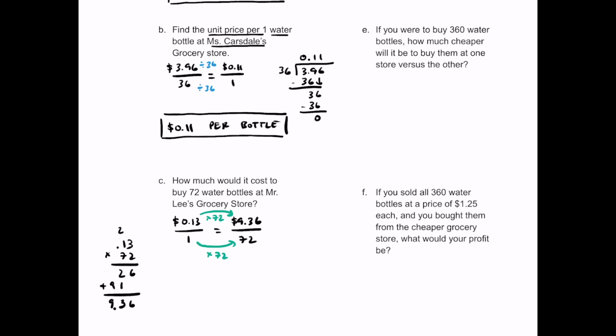So we can say it would cost $9.36 for 72 bottles. I think that's clear enough, right? All right, hopefully you're still with me, and hopefully this makes sense to you. If it's 13 cents for one water bottle, it should cost $9.36 for 72 of them at this rate.